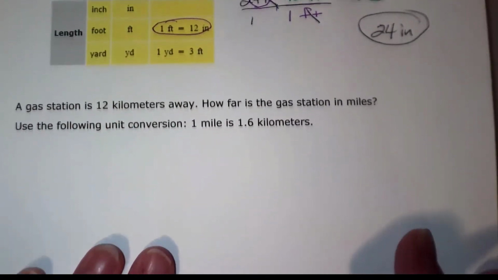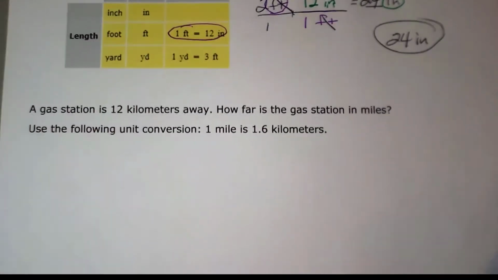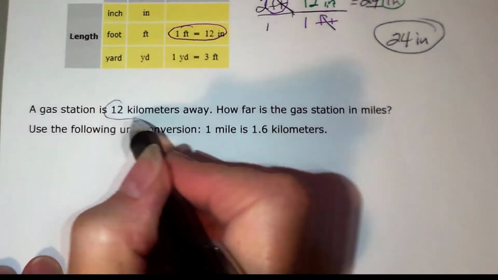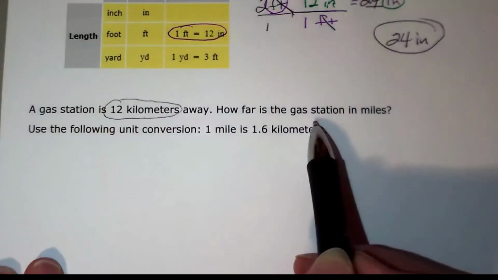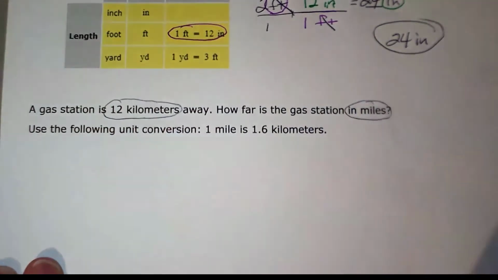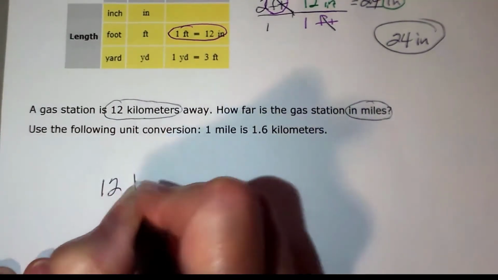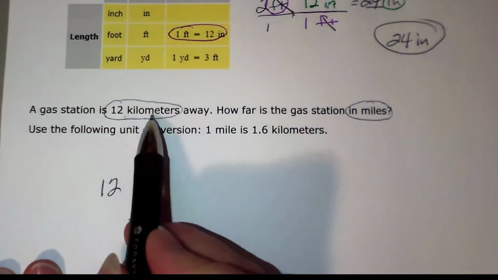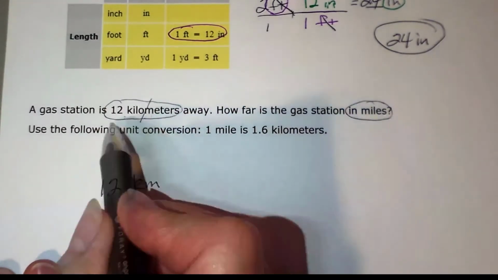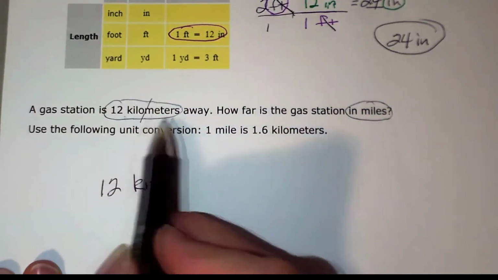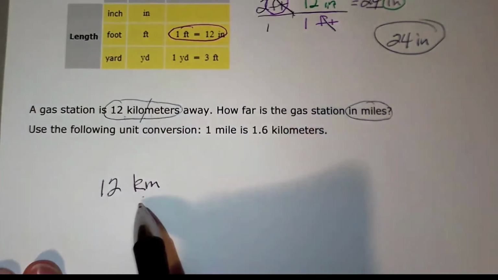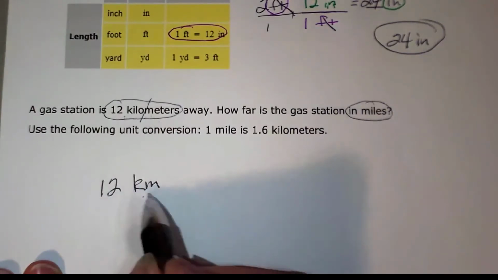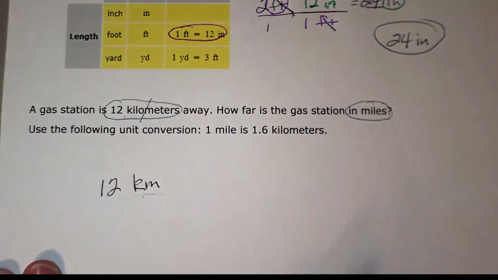This next one, those were both switching within US customary. This last one is switching from, it says a gas station is 12 kilometers away, and it wants to know how far the gas station is in miles. So I'm switching from 12 kilometers. The abbreviation in metric is the first letter of the prefix, and then the first letter of the measure. So we're measuring, this is 1,000 meters. So kilometer, the K and the M.